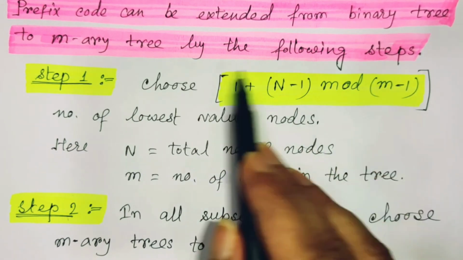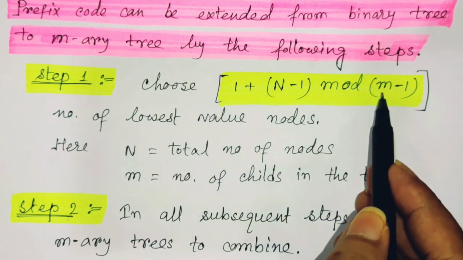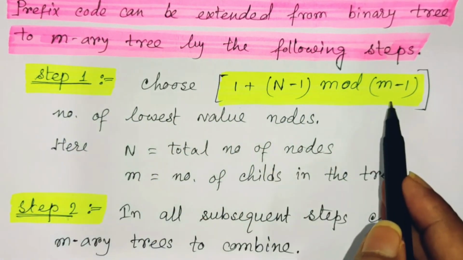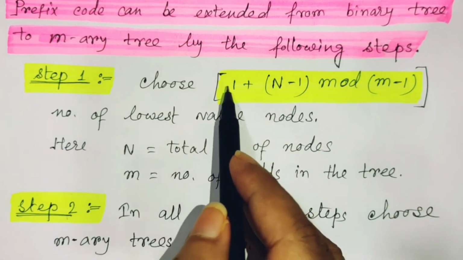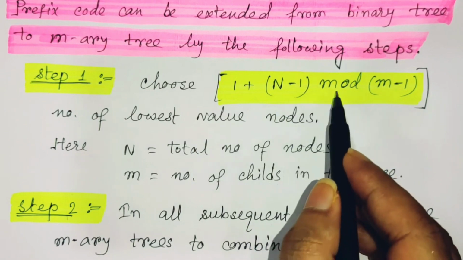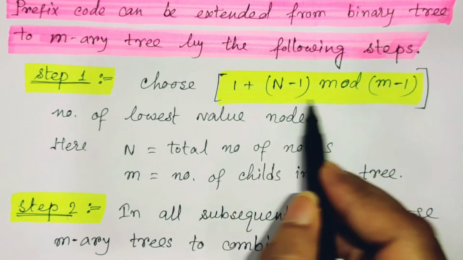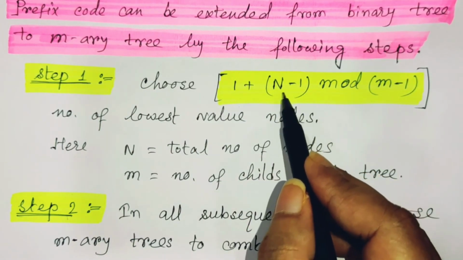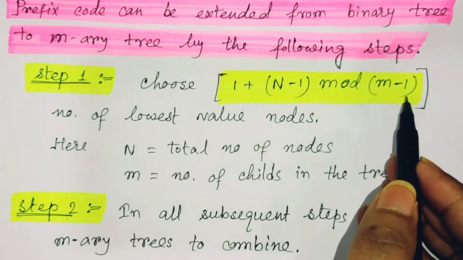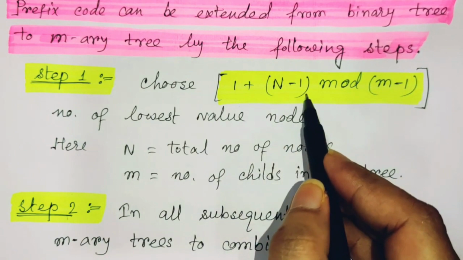where n is the total number of different characters, and m is how many children we want to form. For a binary tree the value is 2. If it is 3-ary, then its value is 3. If it is 4-ary, then it is 4, and if it is m-ary, then it is m. So with this we add 1 and calculate. I hope you understand what (n minus 1) mod (m minus 1) means. This is the remainder if we divide n minus 1 by m minus 1.